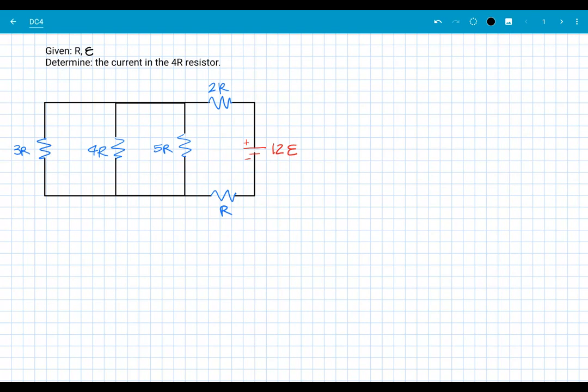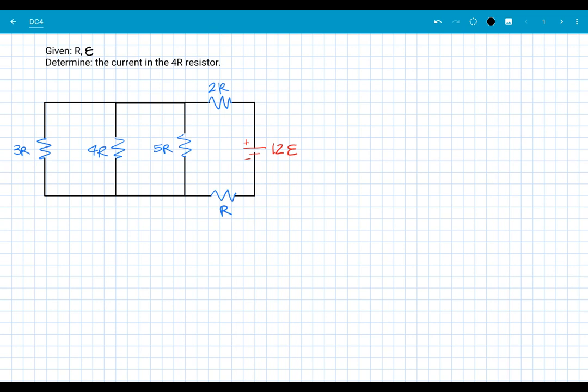Okay, I'd like us to take a look at another circuit problem here. What we're asked for is to find the current in the 4R resistor. So just have a look at that. This is a pretty simple circuit, but I'm not going to simplify it. I'm not going to change it right now.